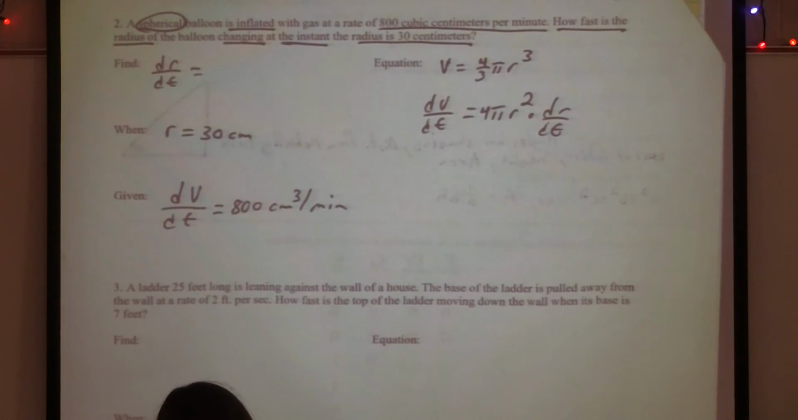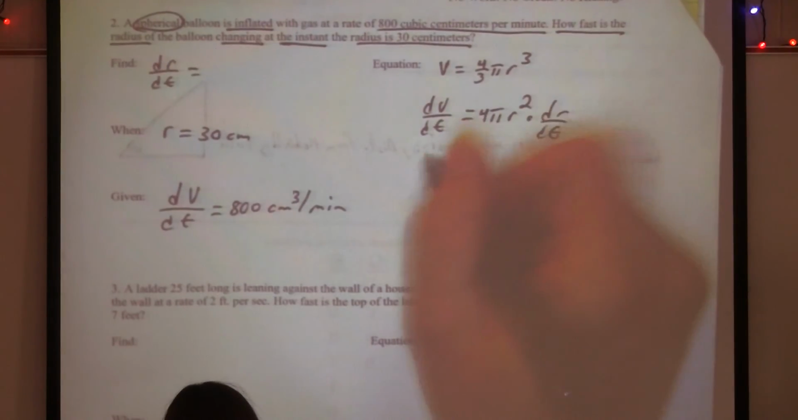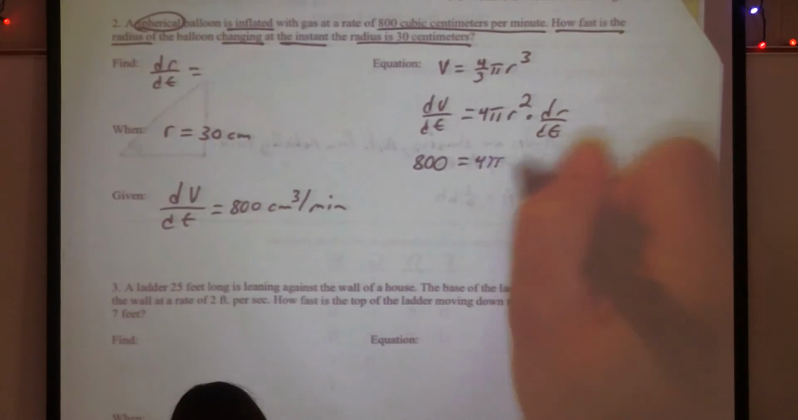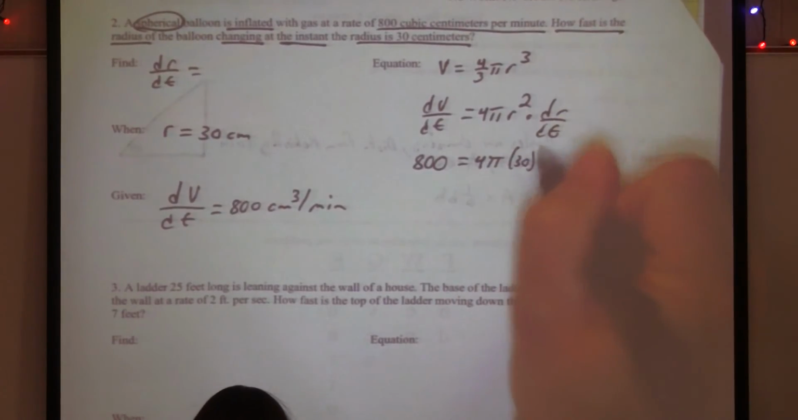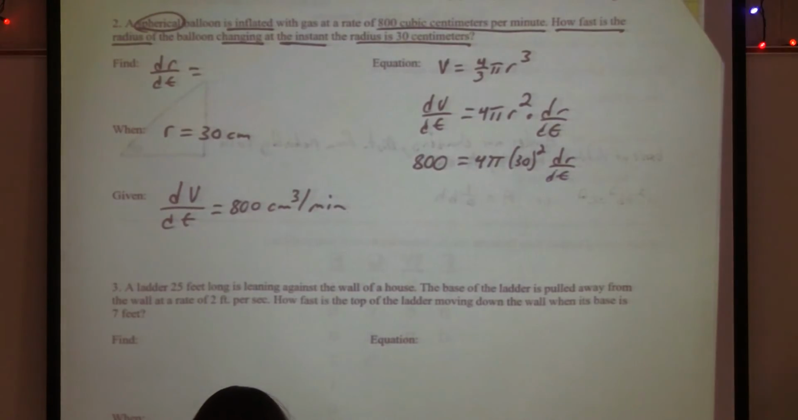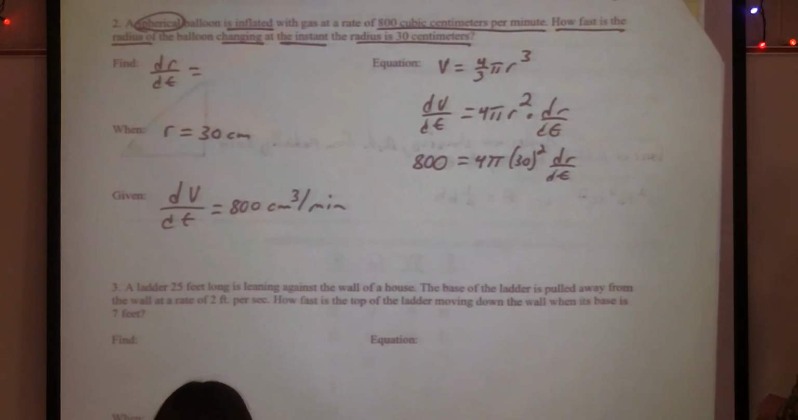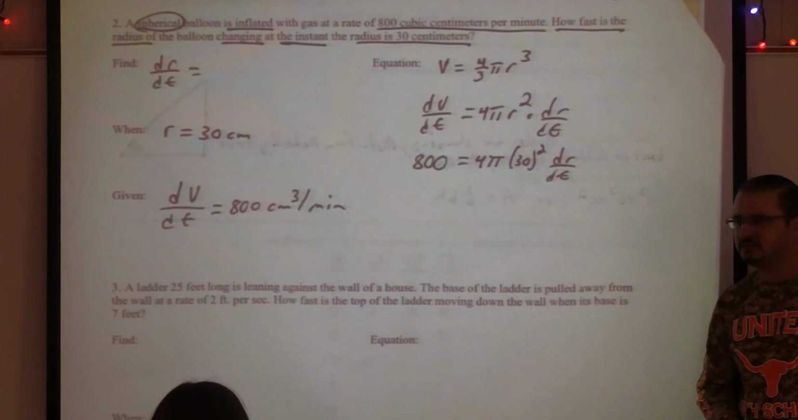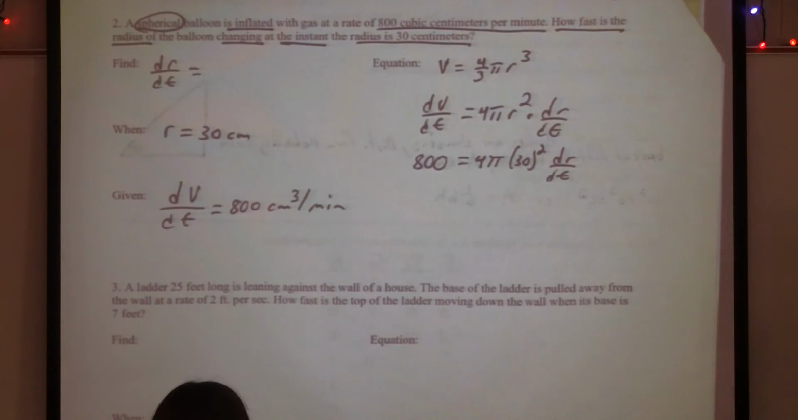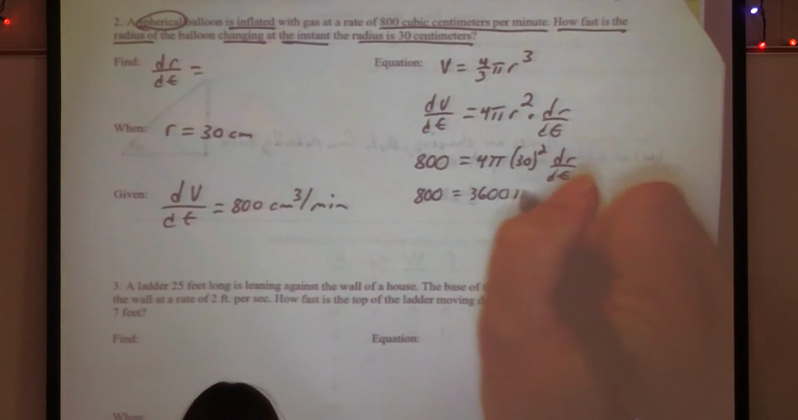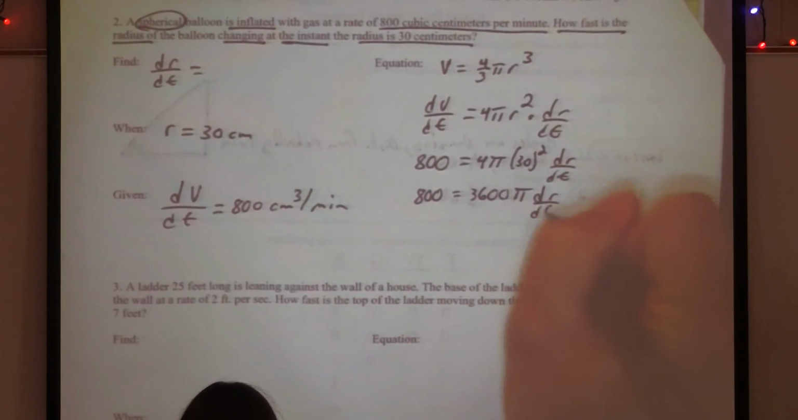Right, so let's plug in what we know and solve. We don't plug in till the end, okay? So we would end up with 800 equals 4 times pi times 30 squared times dr/dt. And now let's simplify. So what's 30 times 30? 900. 900 times 4? 3600, right? Okay, so we have 800 equals 3600 pi times dr/dt.